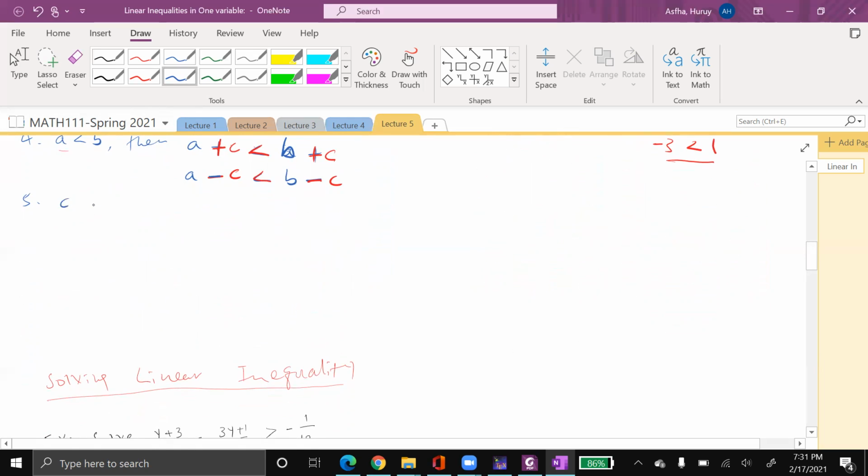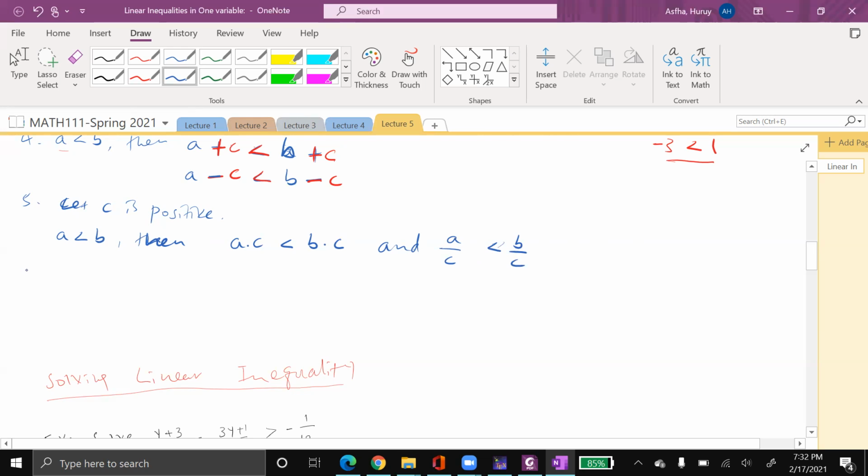Okay. And property number 5. Okay, now let's say C is positive. Suppose C is a positive number and A is less than B. Then now if we multiply both sides by C, then still the inequality holds. A times C is less than B times C. Okay, and if you divide both sides by C, still the inequality holds. It doesn't change.